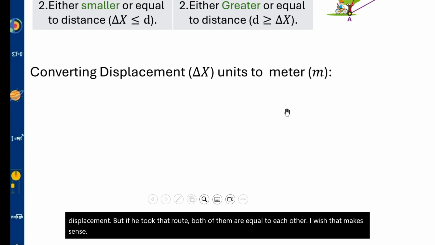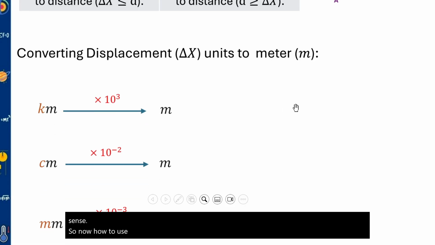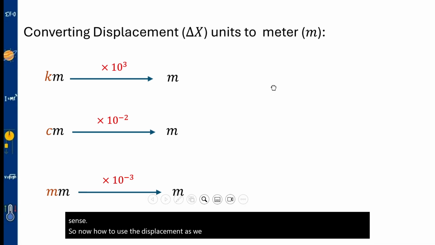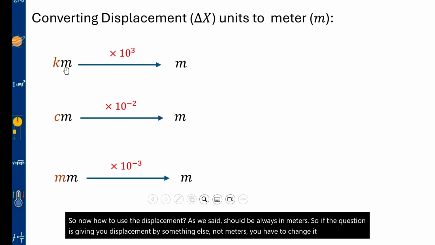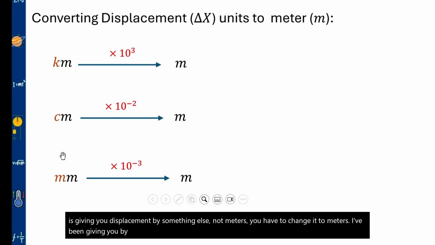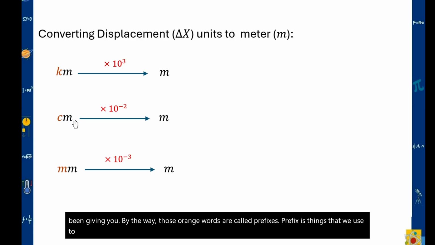So now, how to use the displacement? As we said, it should always be in meters. So if the question gives you displacement in something else, not meters, you have to change it to meters. By the way, those orange words are called prefixes. Prefixes are things that we use to either scale up or scale down the unit.